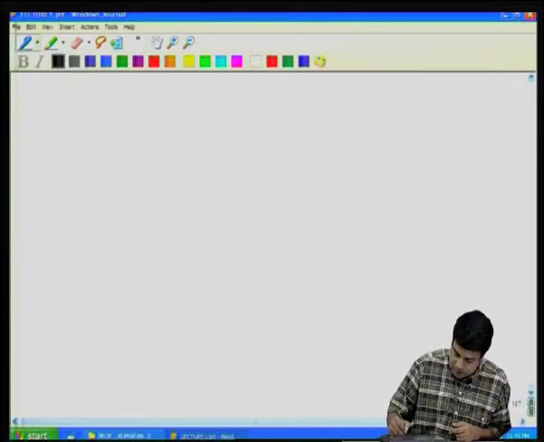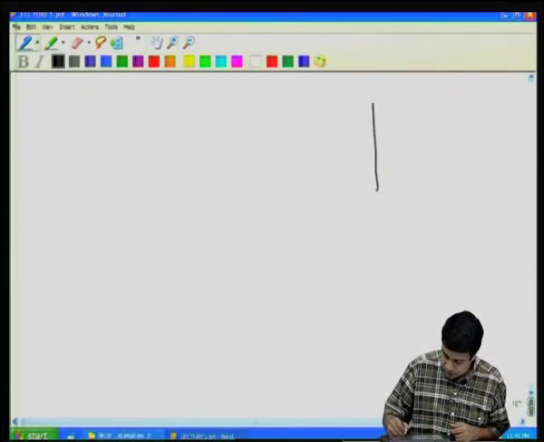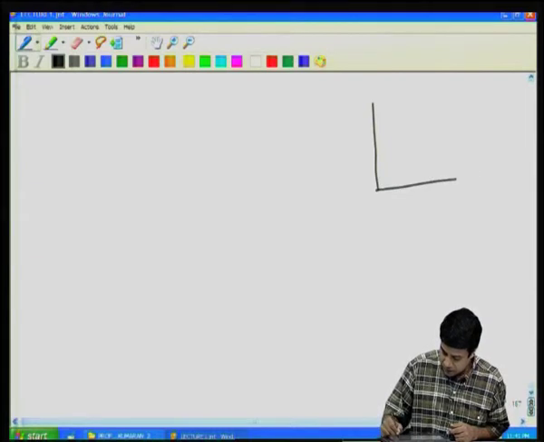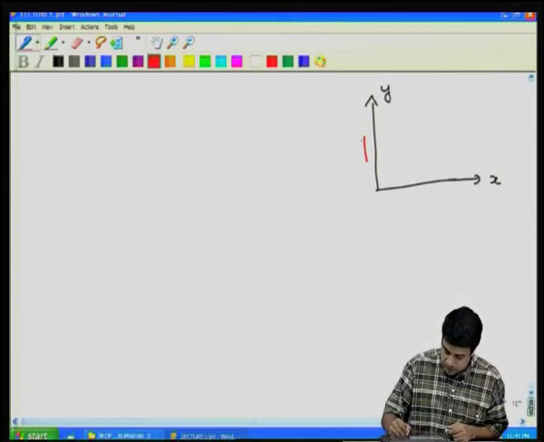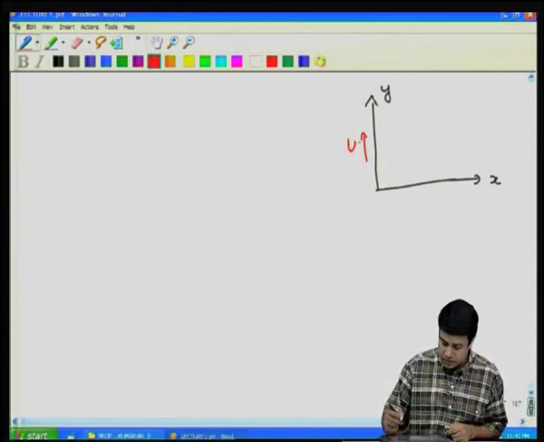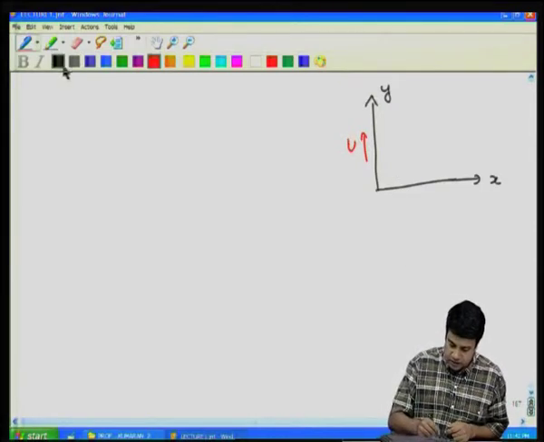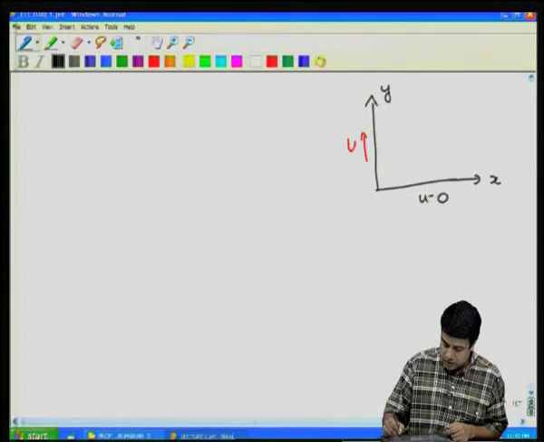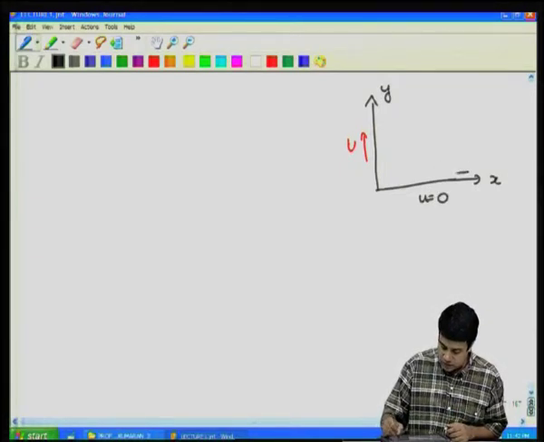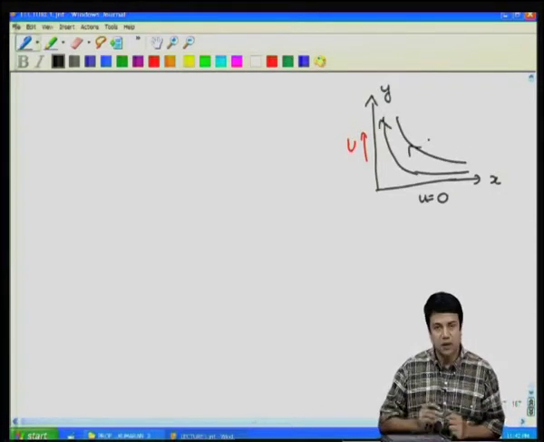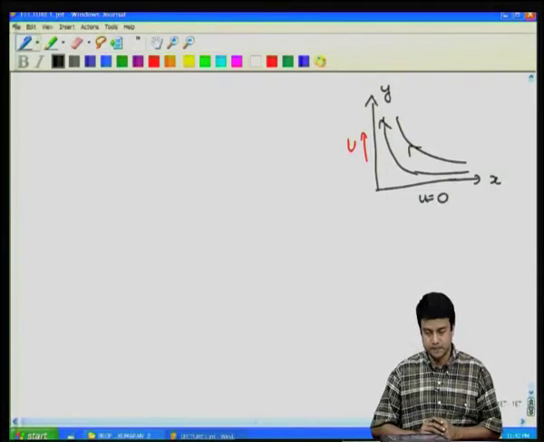So, the problem I shall consider is an infinite domain. This is the x axis, this is the y axis. This wall is moving with a constant velocity u. Okay, this wall is moving with a constant velocity u, and the velocity is equal to 0 on this wall. Okay. Because this wall is moving with a constant velocity u, I will end up having streamlines that look something like that. Okay. I would like to solve for those. Okay.